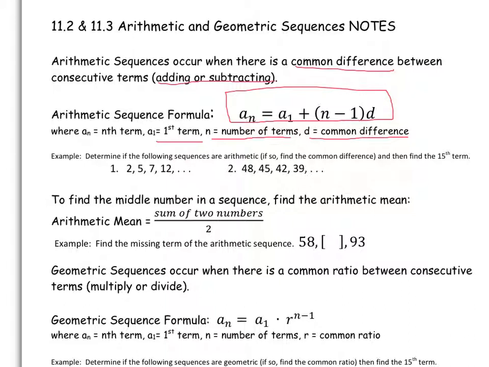So let's see if we can do a couple of examples. The first example says determine if the following sequences are arithmetic. If not, find the common difference. And if they are, find the 15th term.